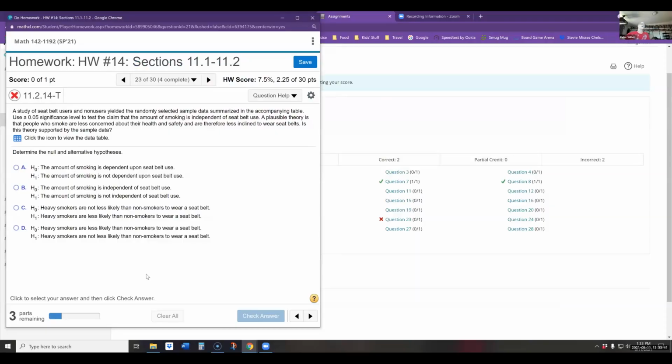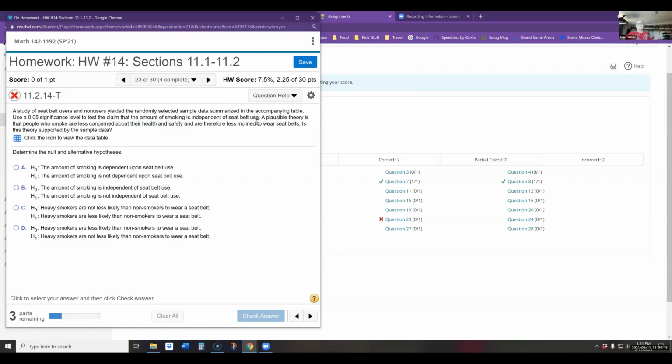Okay, so now we're looking at problem number 23 on our homework number 14 from chapter 11. So this is on 11.2. It says a study of seatbelt users and non-users yielded the randomly selected sample data summarized in the accompanying table, and there's a link to it here. Use a 5% significance level to test the claim that the amount of smoking is independent of seat belt use.